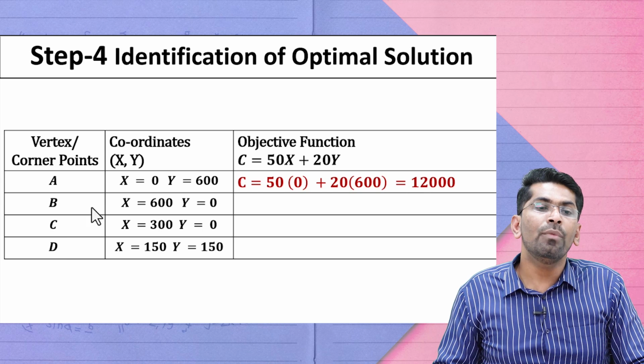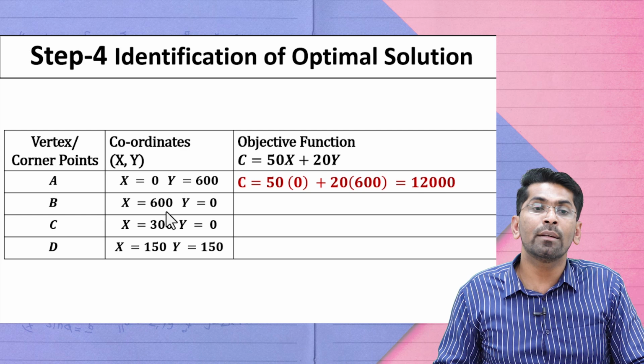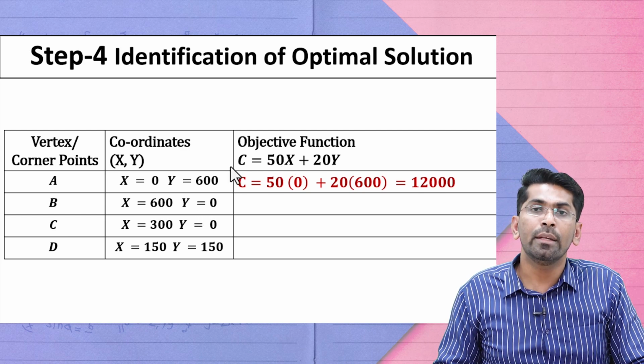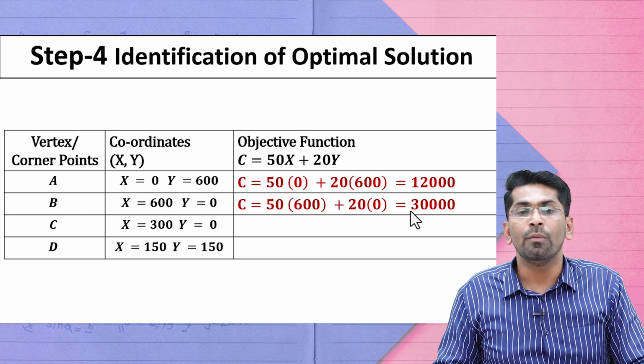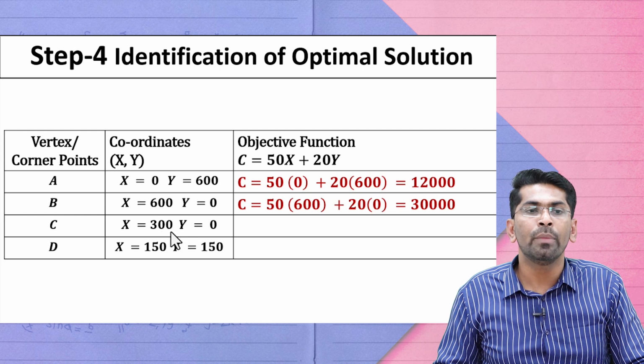Now similarly we have the point B. At the point B, x is equal to 600 and y is equal to 0. Now we are going to substitute x is equal to 600 and y is equal to 0 in the objective function, that is the cost function, which is equal to 50 into 600 plus 20 into 0, which is equal to 30,000.